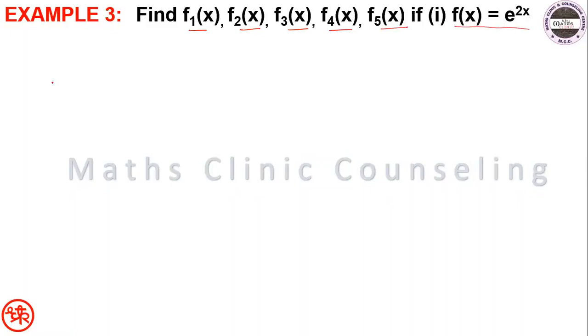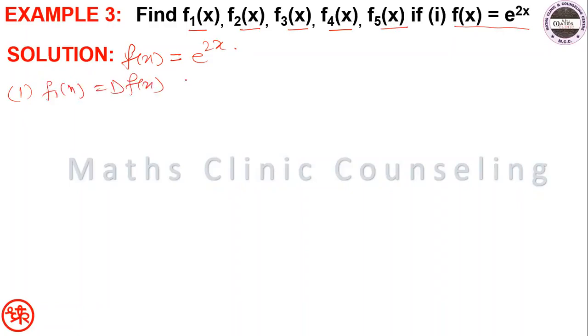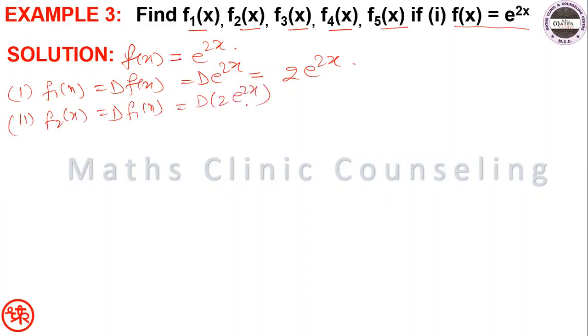for this function. F of x is equal to e to the power 2x. Okay, so what is given? F of x is equal to e to the power 2x. Now first, is that clear? So f1 of x is what? D of f of x, that is d of e to the power 2x. D of e to the power 2x is 2 e to the power 2x. Is that clear? Then second, f2 of x is what? D of f1 of x, that is d of 2 e to the power 2x, that is 2 into 2 e to the power 2x, that is 4 e to the power 2x.